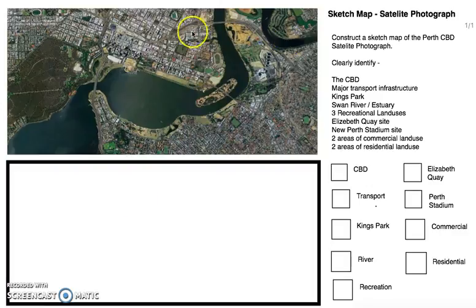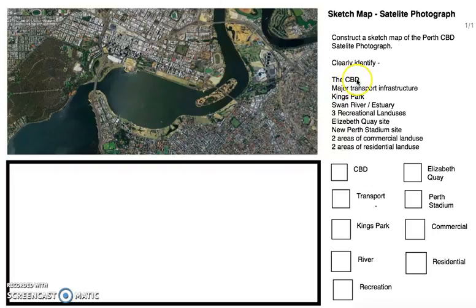So our satellite photo is from straight above central Perth. Here's our Swan Canning River system, the central business district of Perth, Kings Park, here's Burswood over here. But we're going to use this satellite photo to, in this frame here, construct a sketch map of these features.